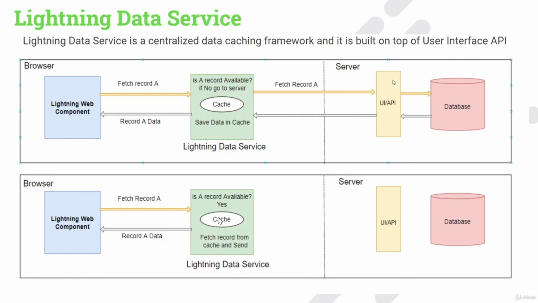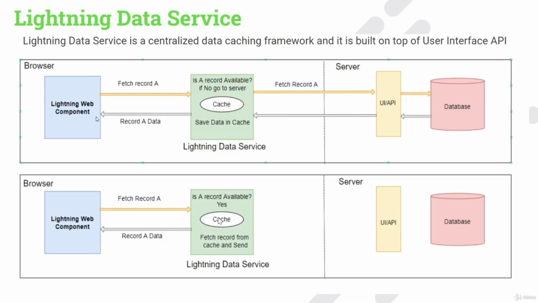I'll explain what the role of the UI API is here. It gets the data, passes the same data further, and it comes back to the Lightning Data Service, which says, okay, I got the data, you store it in your cache. Then it sends the data back to the Lightning Web component. This is the first journey, the time you fetch record A for the first time.